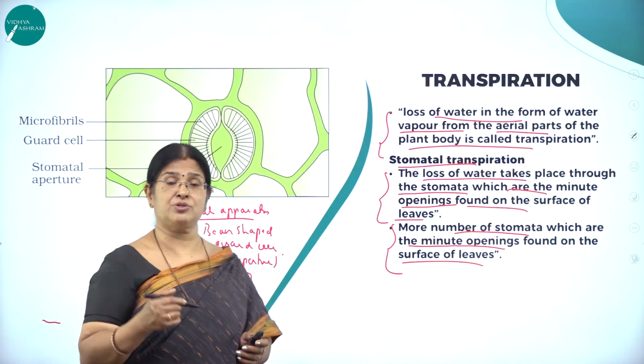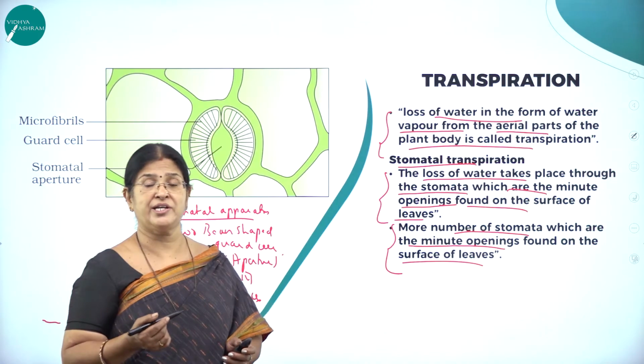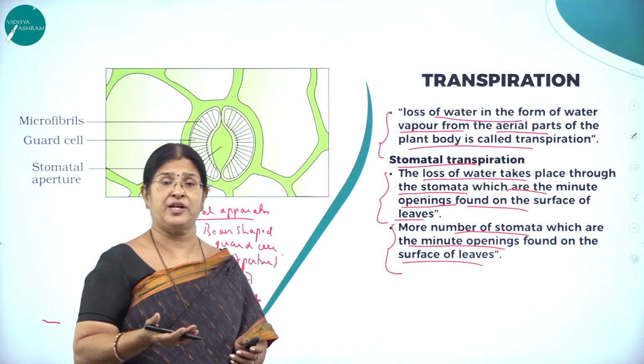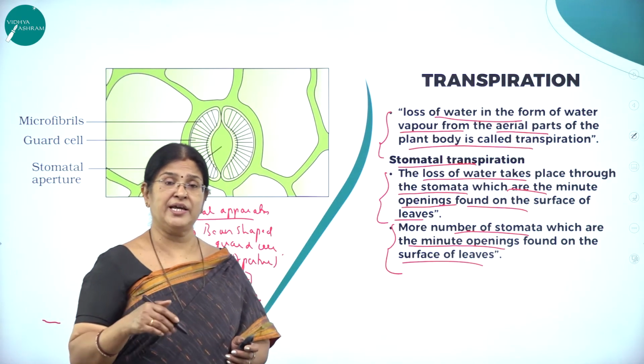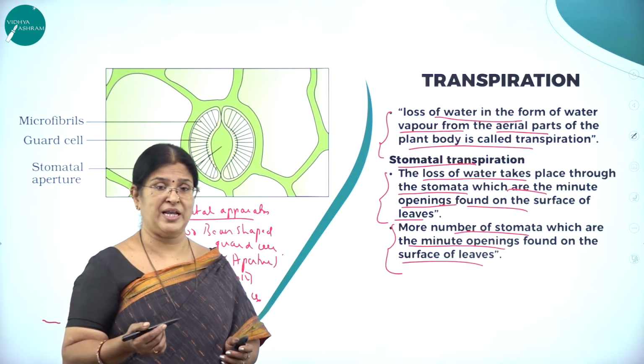So that is why there is also one experiment conducted for unequal transpiration, the cobalt chloride experiment, to demonstrate that the rate of transpiration is more in the lower epidermis than in the upper epidermis. But in a monocot leaf, both the surfaces are one and the same. Hence the name isobilateral leaf.